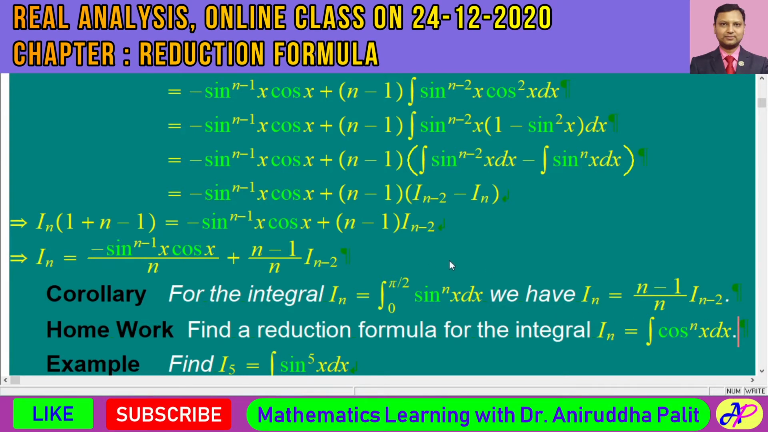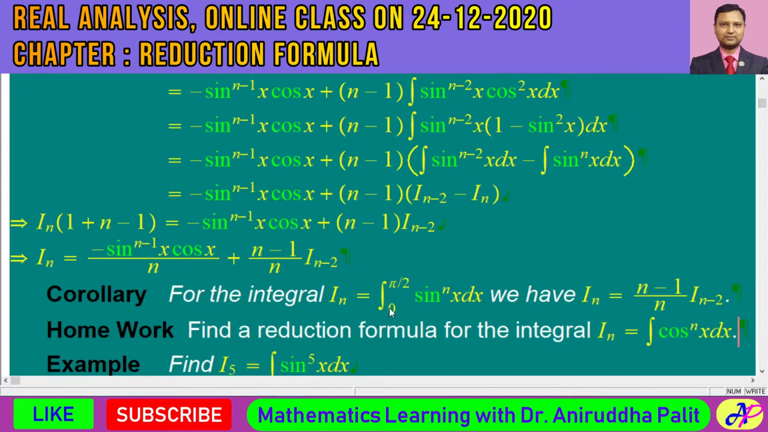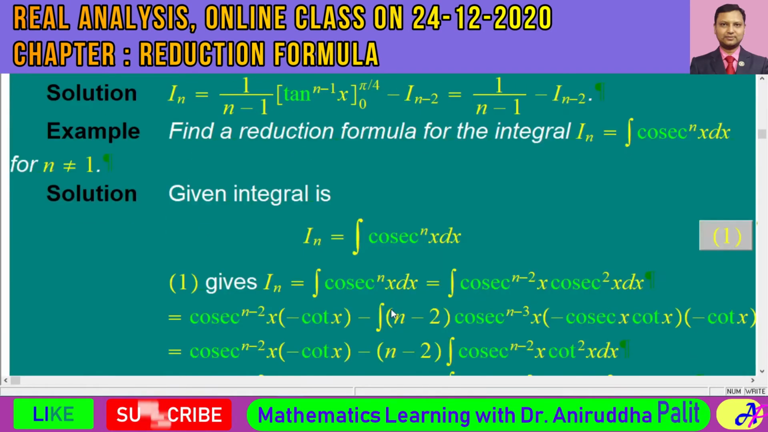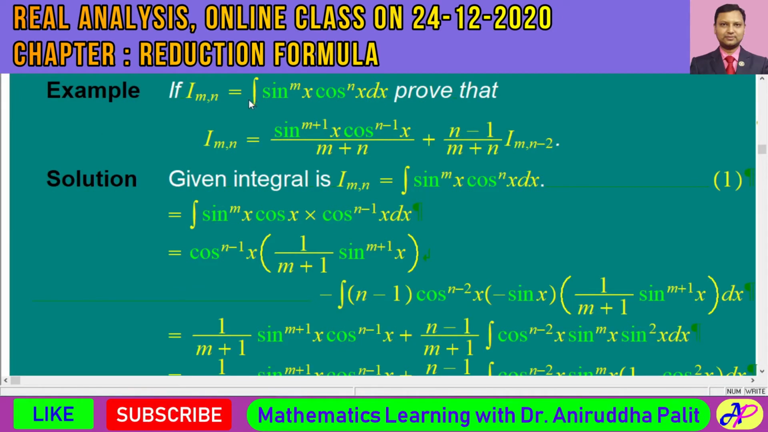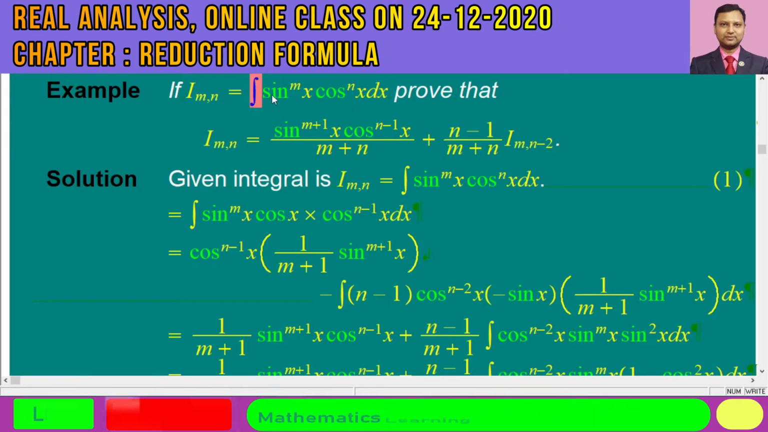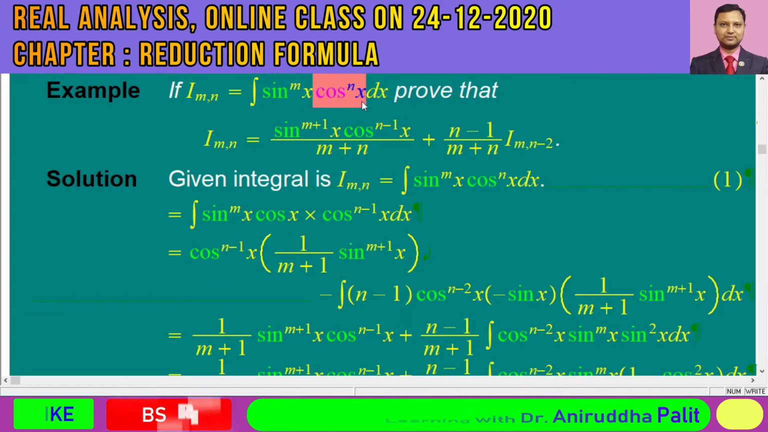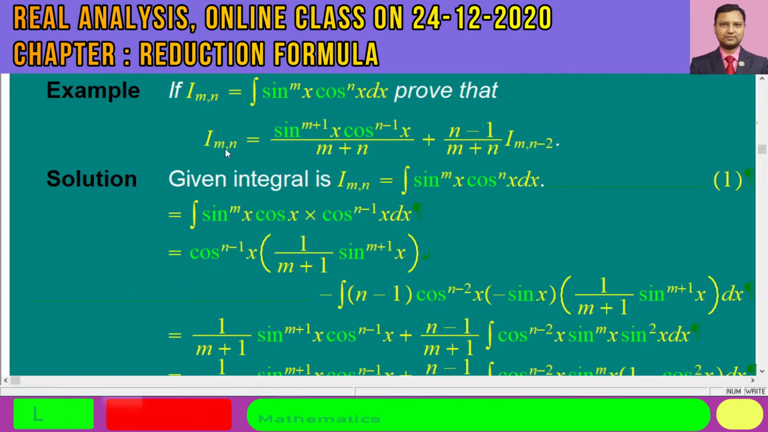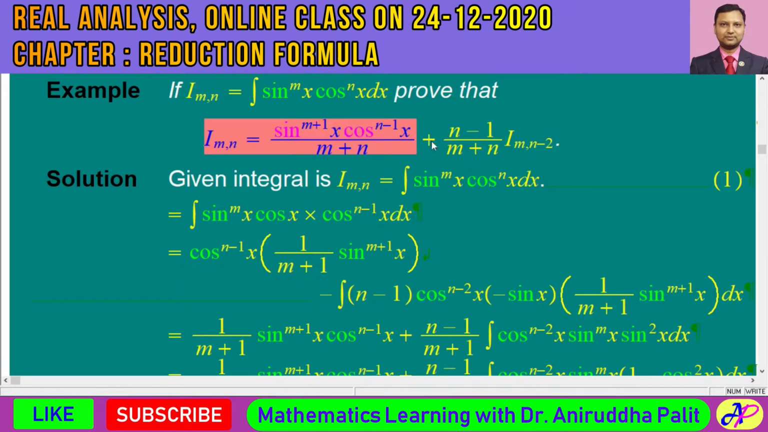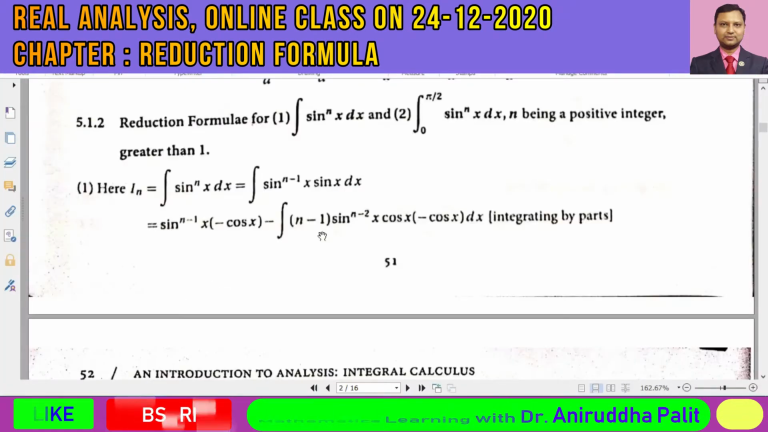Now, as per the syllabus, I need to consider the third kind of reduction formula. That would be the mix of sine and cosine. I need to consider this kind of reduction formula for the integral of sine to the power of m x cos to the power of n x dx. And we have several reduction formulas available in your book. This is one such reduction formula. Let me at first show you from the book.